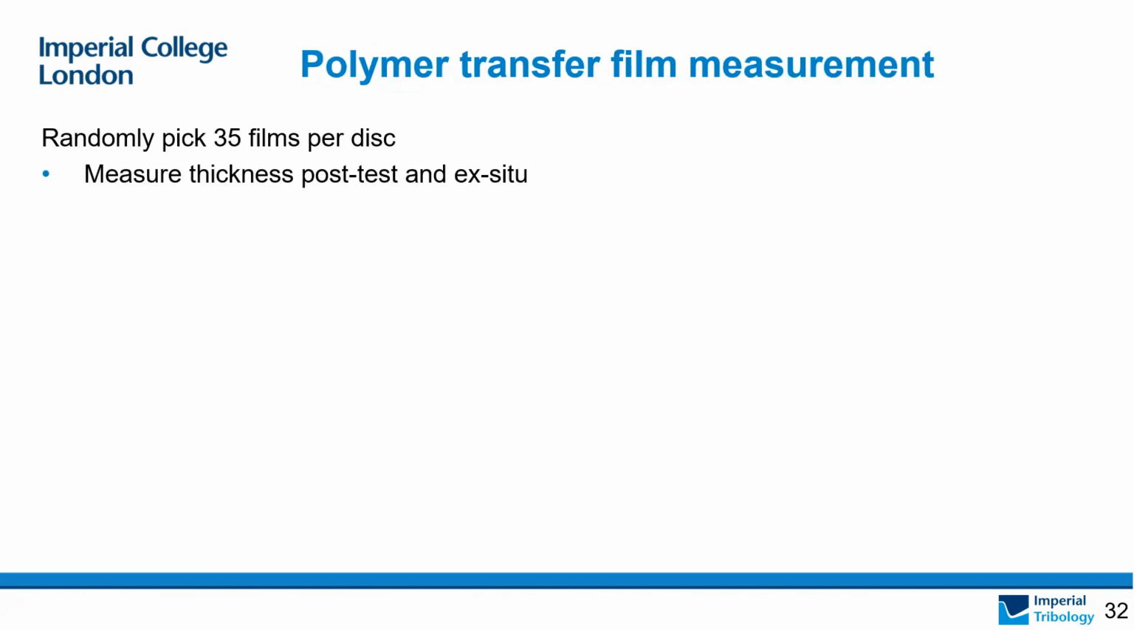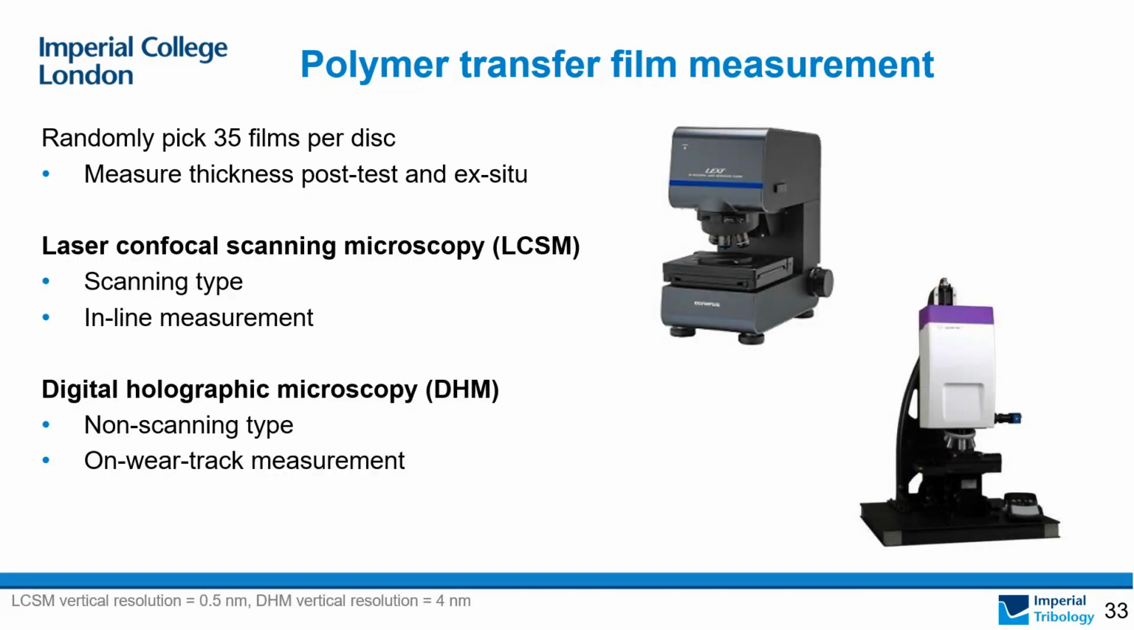To characterize the thickness of these films, we randomly pick 35 films from each list and measure their surface profiles. All this was performed post-test and ex situ. 2 profilometers were used, which are confocal microscope or LCSM and digital holographic microscope or DHM. The confocal microscope represents a scanning profilometer, which is often used for inline measurement, while the DHM represents a non-scanning profilometer, which is for on-wear track measurement, usually.